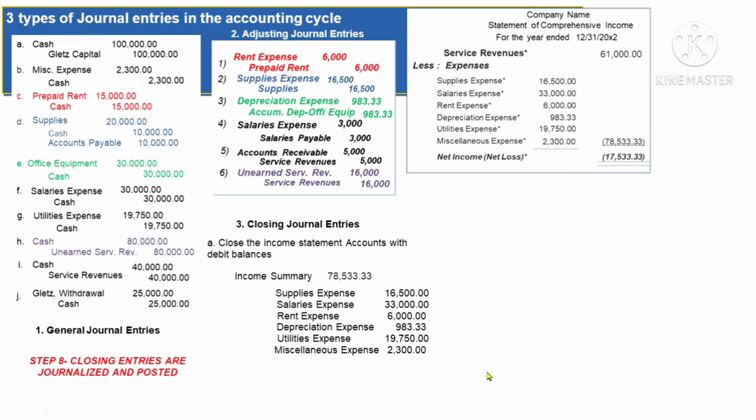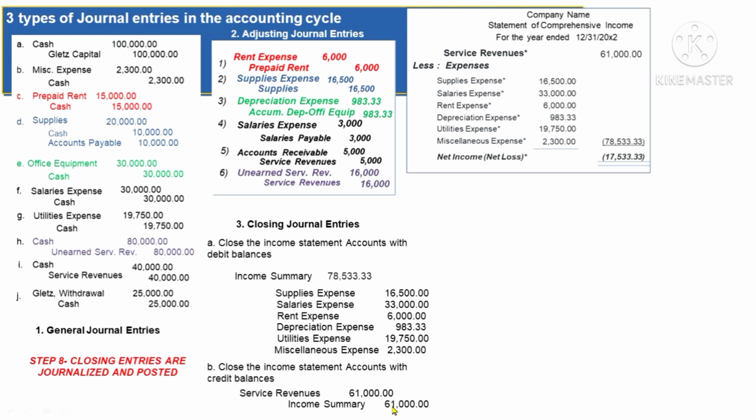The second entry is the opposite of the first entry. The second entry aims to close the income statement accounts with credit balances. And in our illustrative problem, we only have one account, which is the service revenue account. To close it, we are going to debit the service revenues of 61,000 with a corresponding credit to the income summary account of 61,000 also.